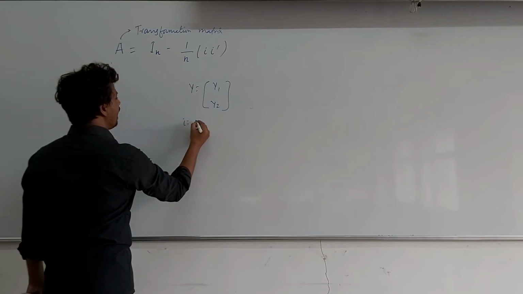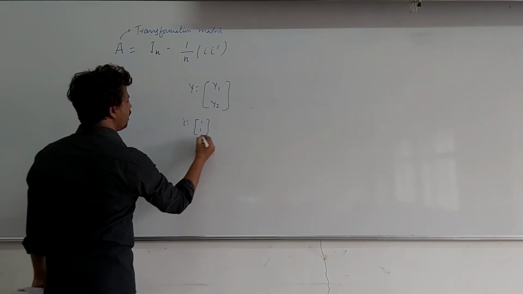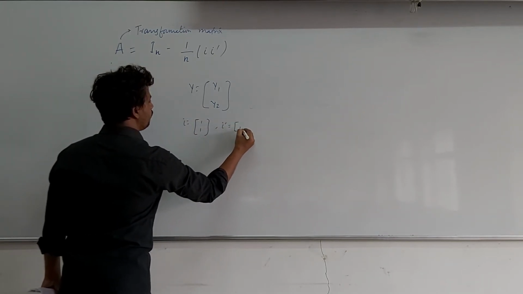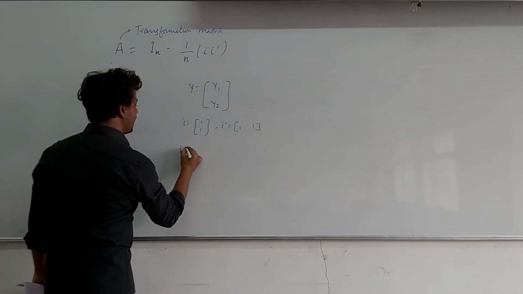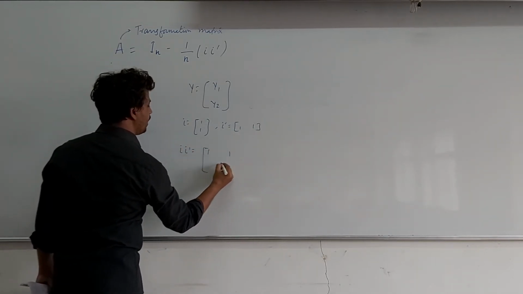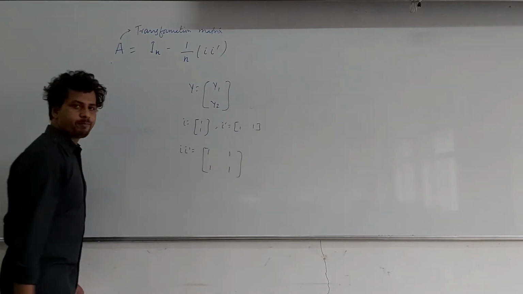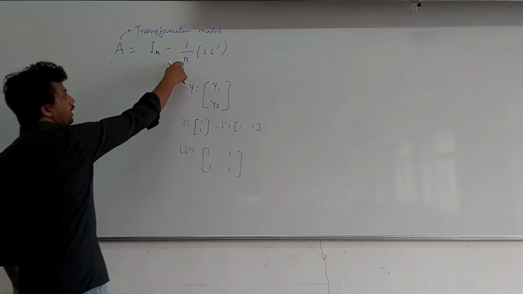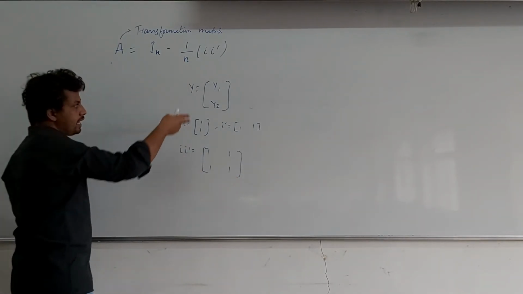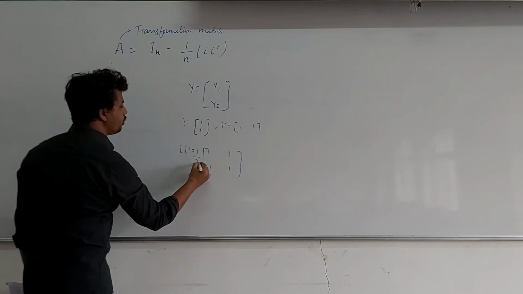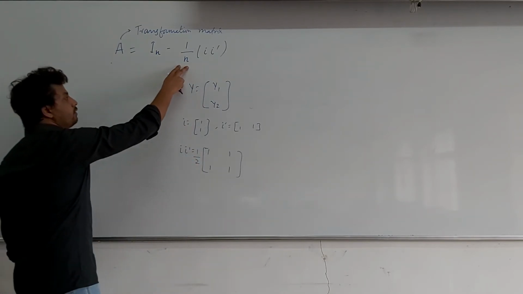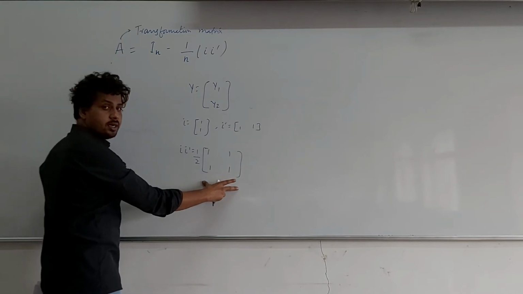So let me define I as 1 1. So I transpose will be 1 1. So I times I transpose will be [1 1; 1 1]. What will come in place of n? 2, because I have two elements, so 1 by 2. So 1 by 2 times I I transpose is this term.